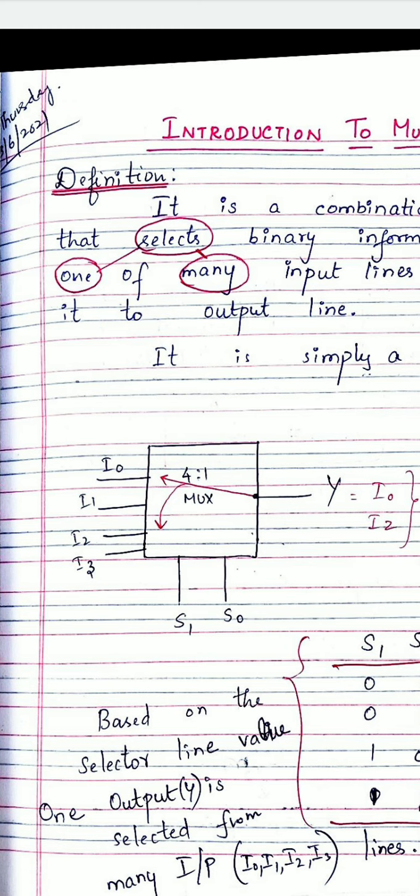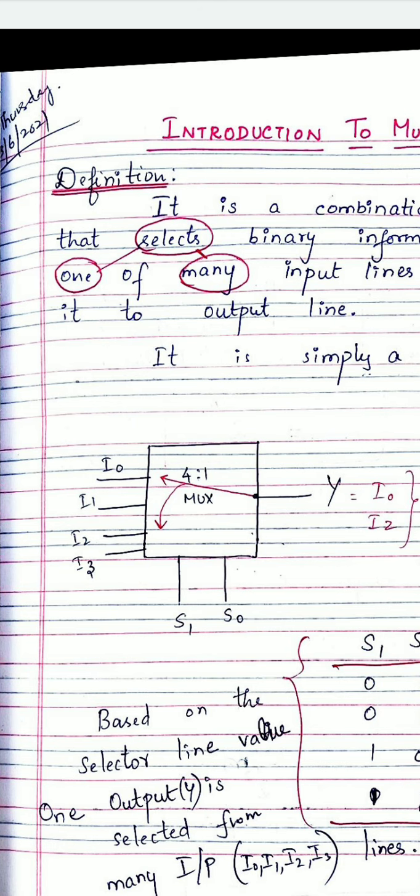What is written inside the square? 4:1 mux. Here 4 indicates the number of input lines. Look at the diagram. In this diagram, how many input lines were used? 4 input lines were used, and one is an output line. One output line is coming out of the multiplexer after performing some operations.